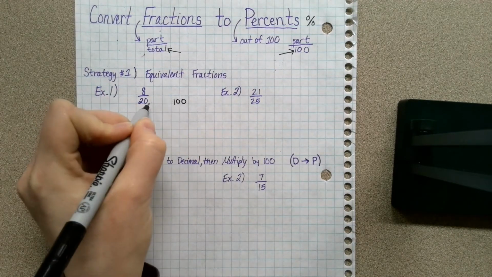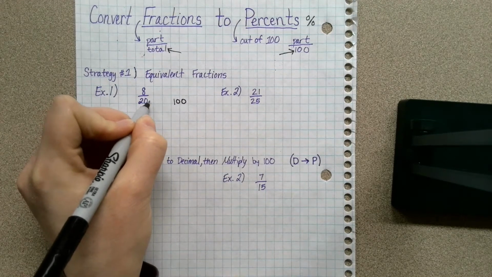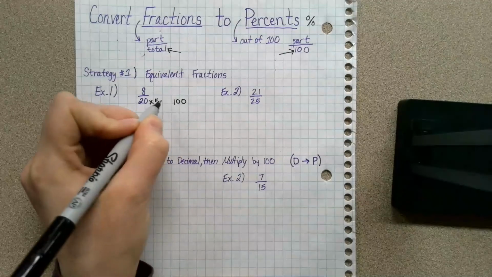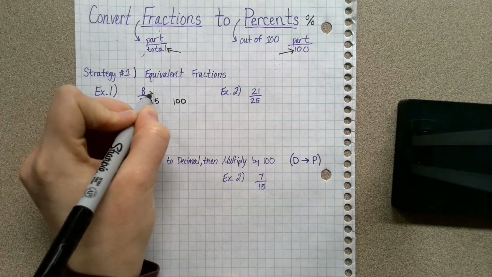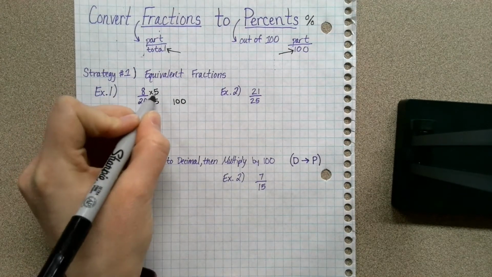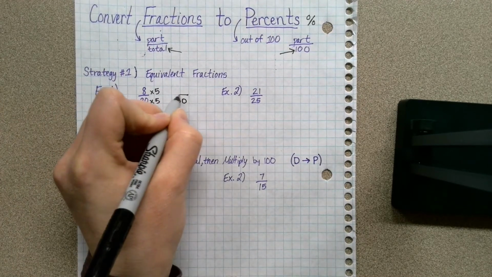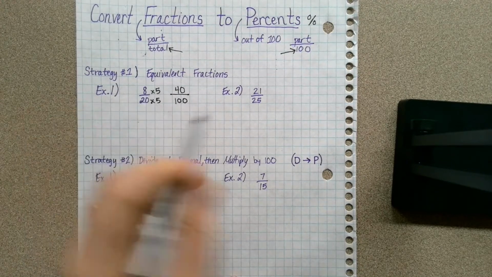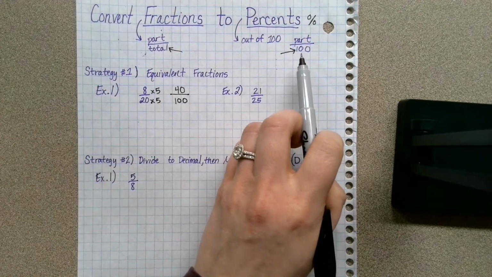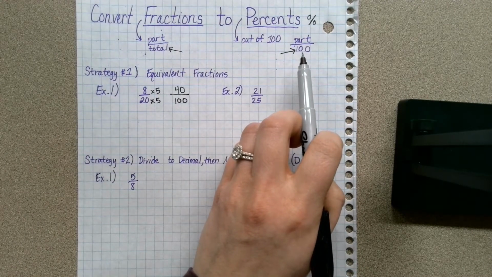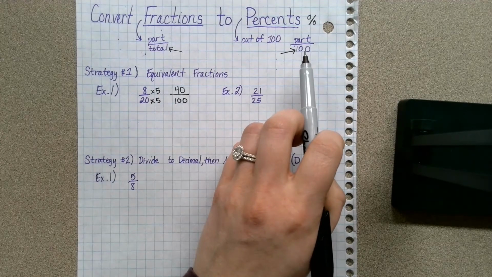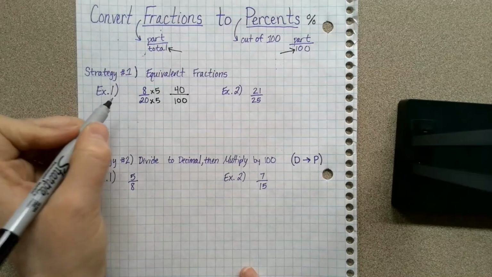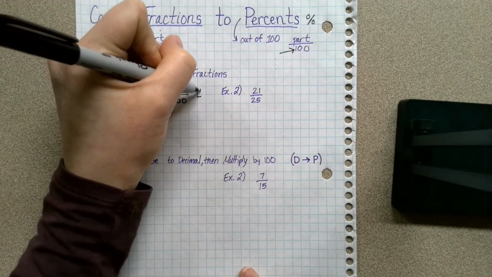So we have to figure out, one, what is a nice whole number to multiply by to get to 100? In this case, it's 5. 20 times 5 is 100. So we know that for equivalent fractions, we have to multiply the numerator by the same thing. In this case, 8 times 5 is 40, and we know that percents are always out of 100. If you were to get a perfect score on something, you would have 100%, so it's out of 100. In this case, 40 is out of 100, so our percent is 40%.